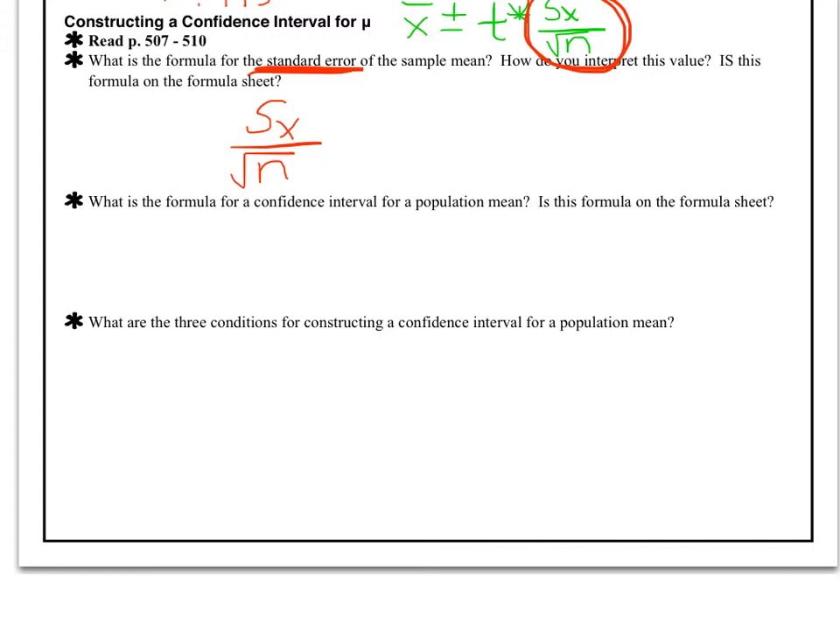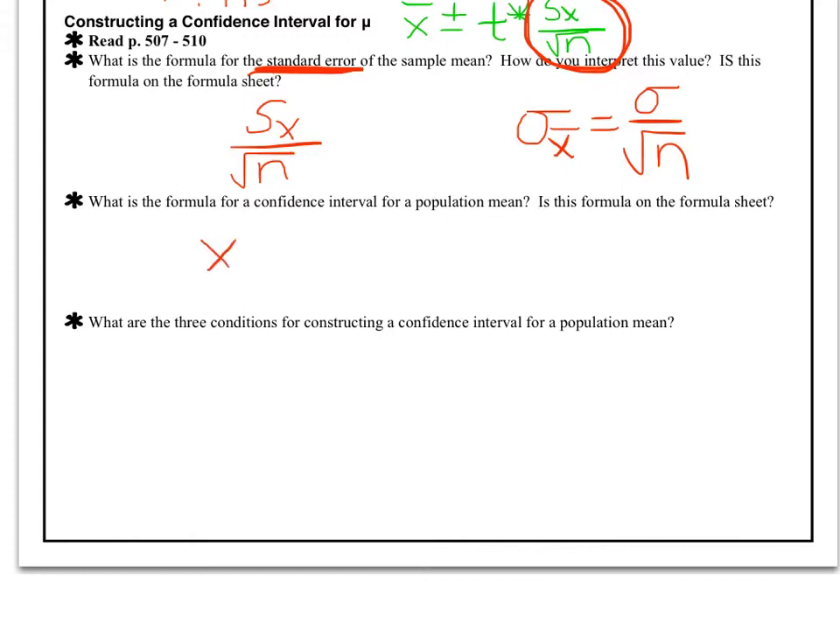To interpret this, it's basically the same thing as standard deviation: on average, how far away from our population mean is the sample mean that we have? This standard error is not on the formula sheet. But remember, the formula sheet does give you the standard deviation of x bar, which is this. All you need to remember is that if I don't have the population standard deviation, I just plug in the sample standard deviation.